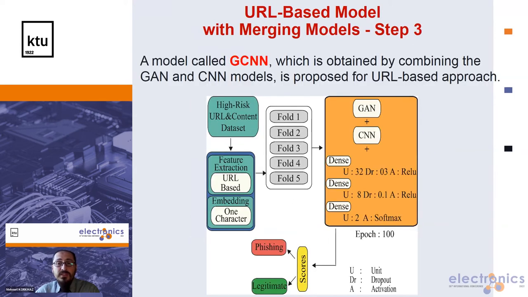A model called GCNN, the third step, merging the two steps. We merge the GAN and CNN models by using handcrafted and character embedding features, and it is proposed for the URL-based approach. Dense layers were used after compilation of the models. Here, in addition to the general work, we have implemented a hybrid approach in the URL analysis part, merging the two systems.